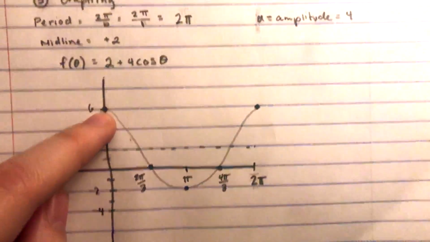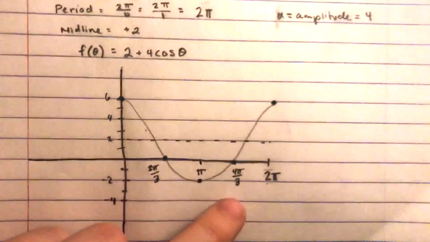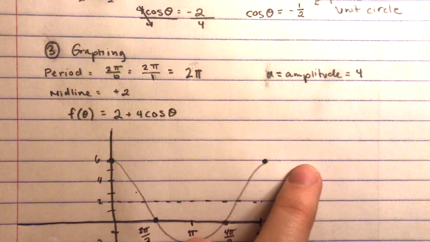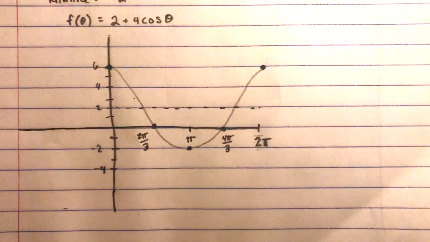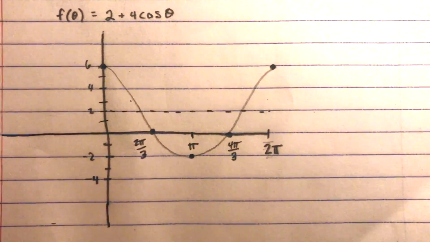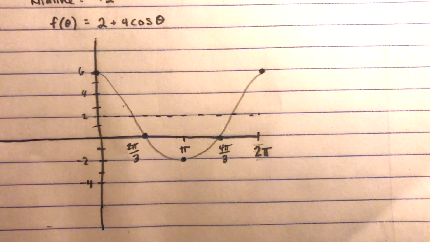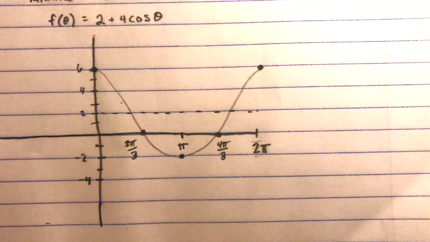So as we can see, our max and our min correspond. We have -2 and 6 there. And yeah, there is our final graph, f of theta equals 2 plus 4 cosine theta.